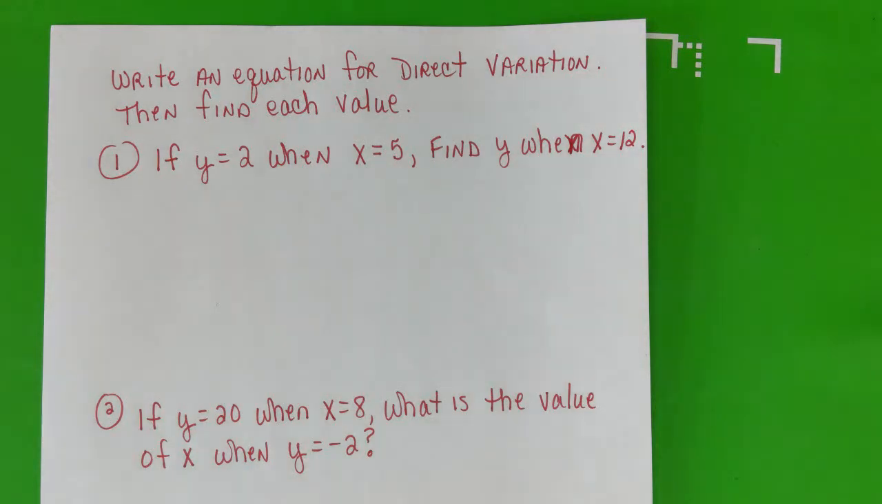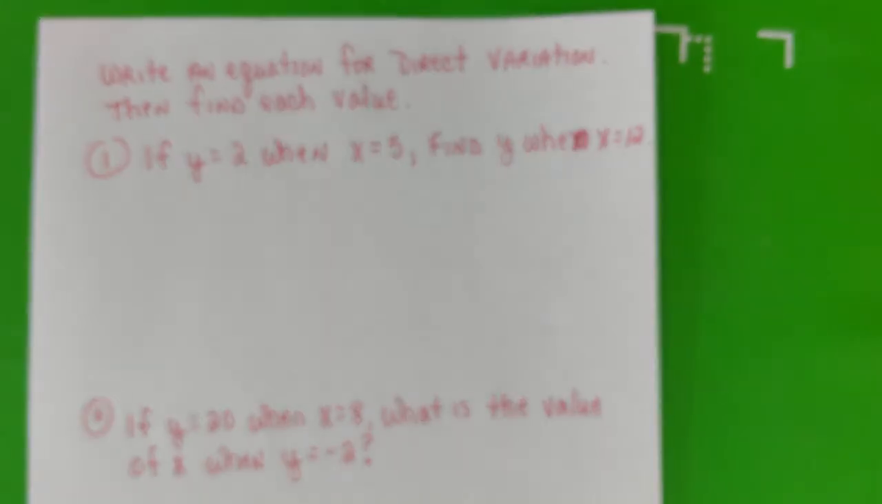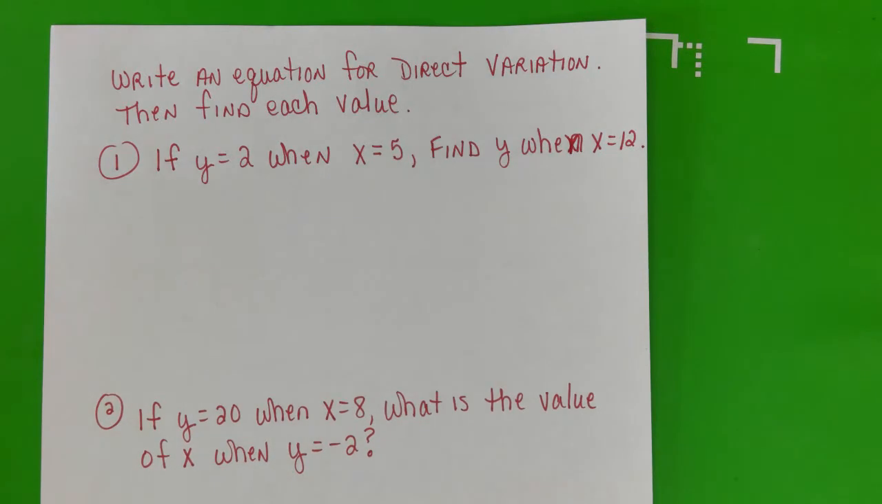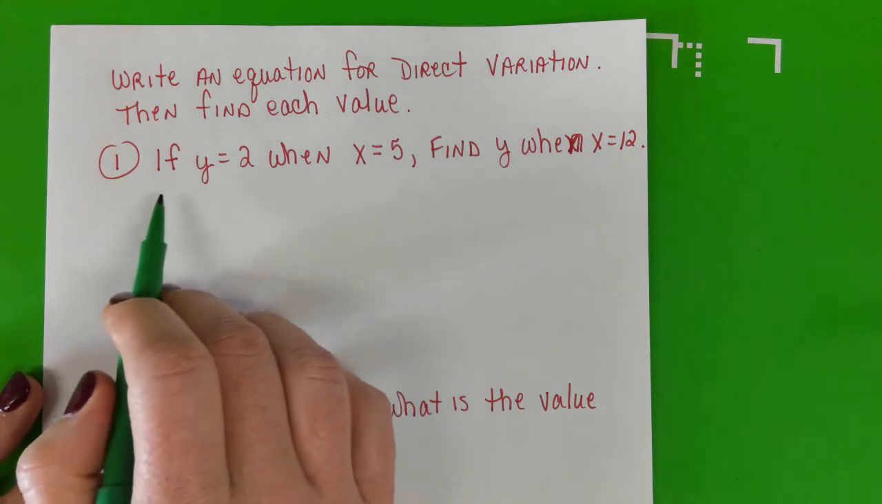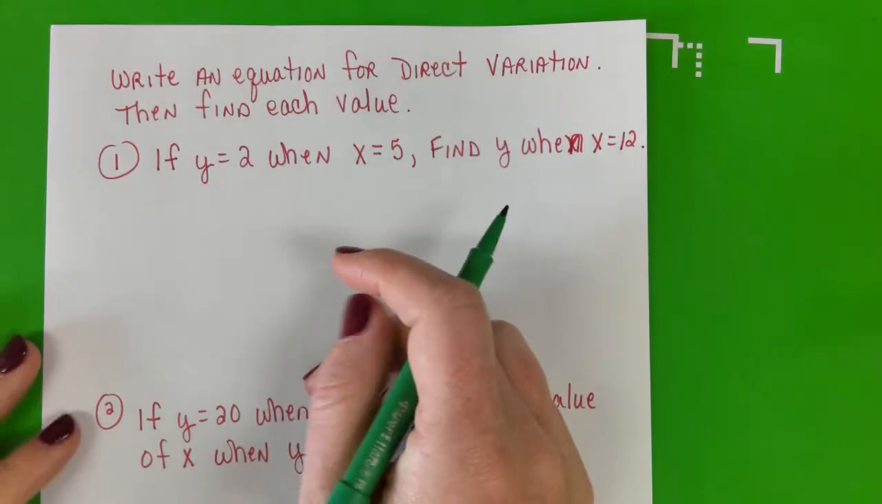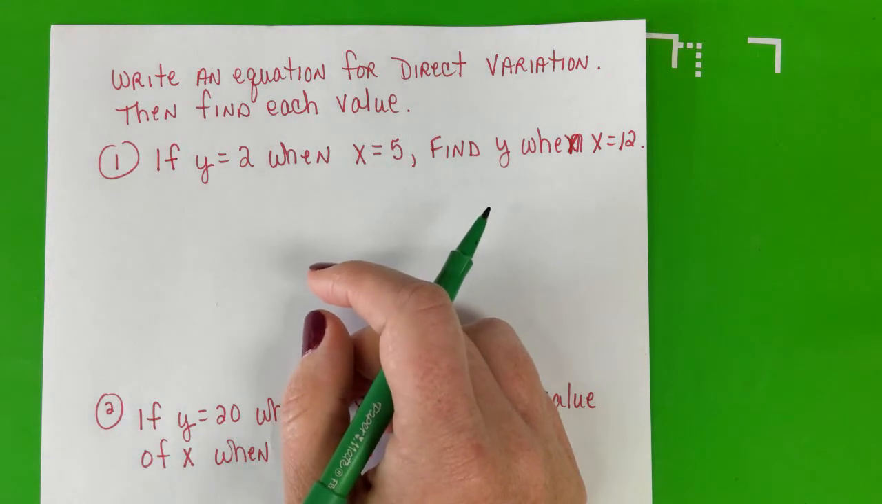Okay, the last part of this that I want us to look at is how do we actually write the equations for direct variation, and how do we use them to solve for given values? The first thing that's really important is I do want you to know that there are other ways to solve direct variation problems.